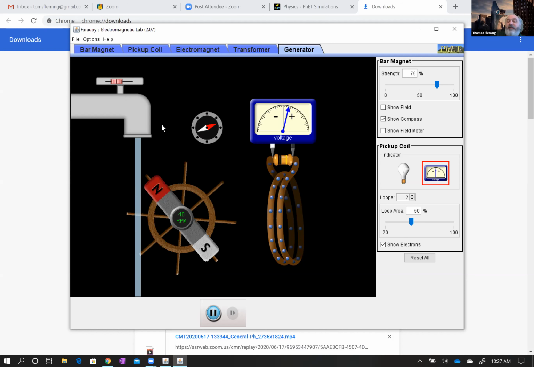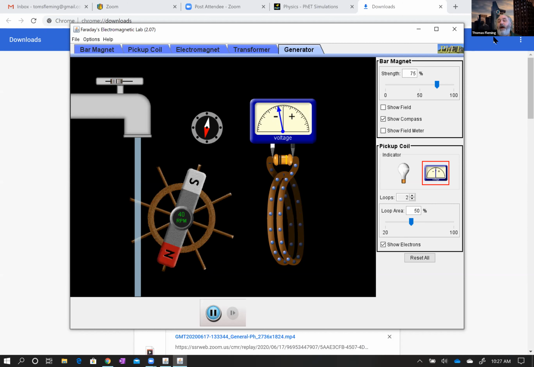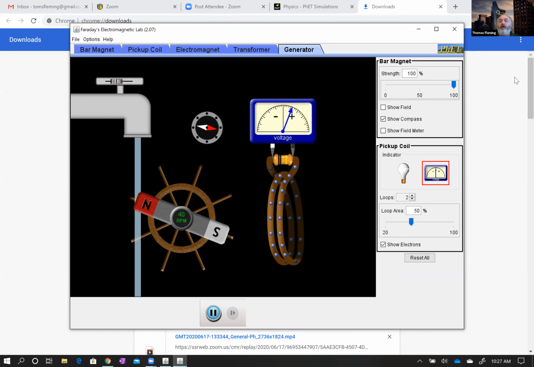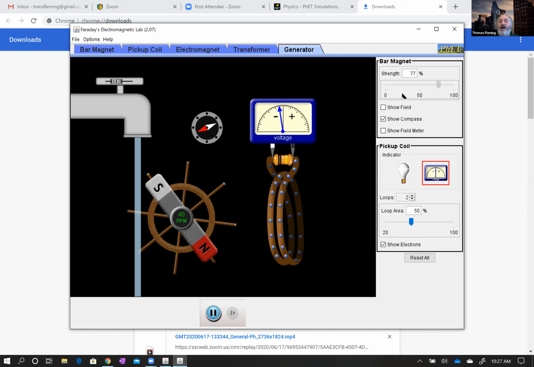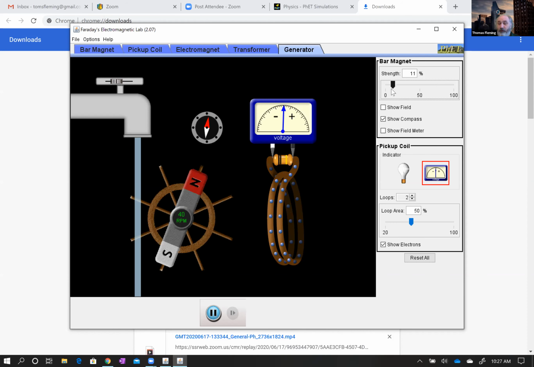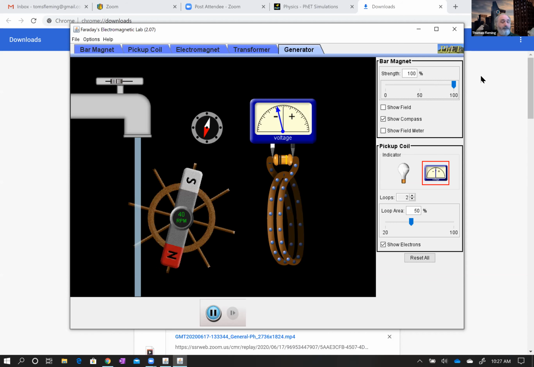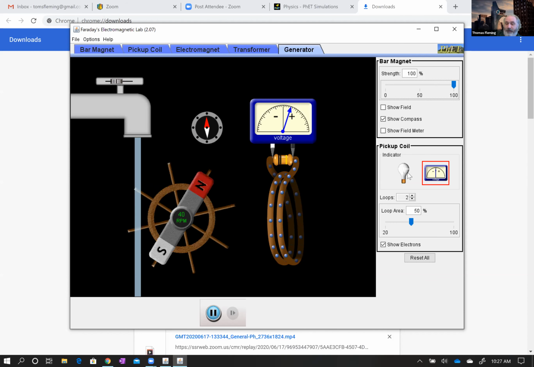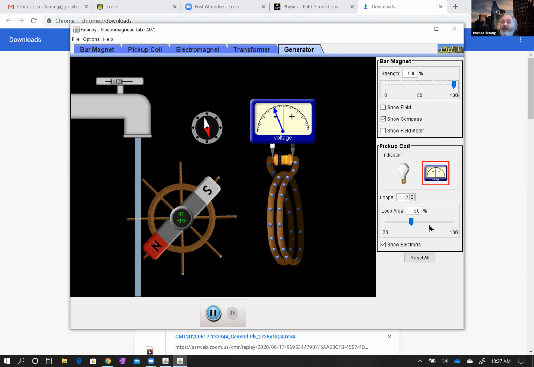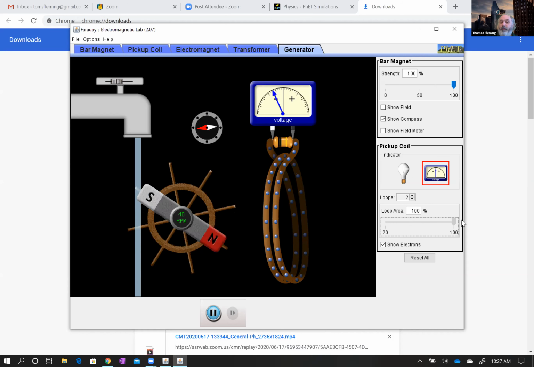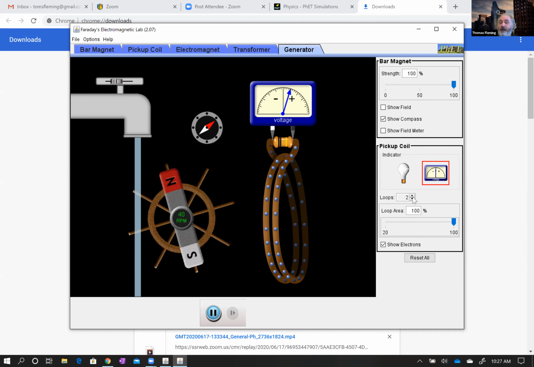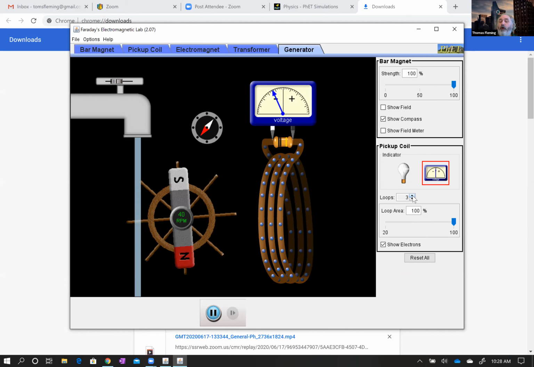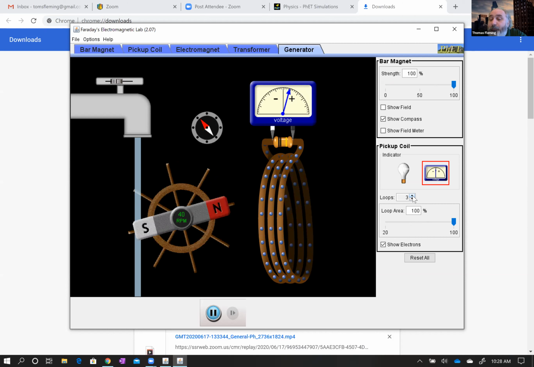I can also change the voltage by doing some other stuff. If I had a bigger magnet, I'll get bigger swings. If I've got a wimpier magnet, I'll get smaller swings. So the bigger my magnet, the bigger my voltage is going to be. I can also do this by changing the area of my loops. If my loops are bigger, I get bigger swings. If I have more total loops, I get bigger swings.